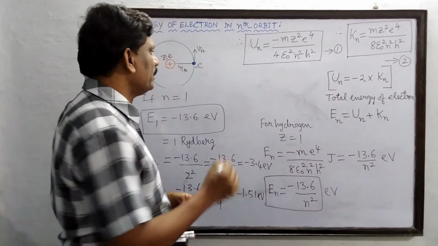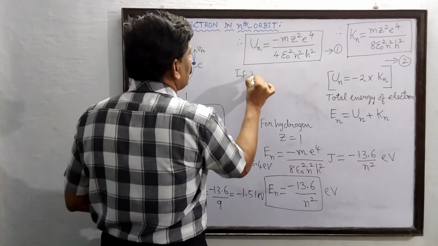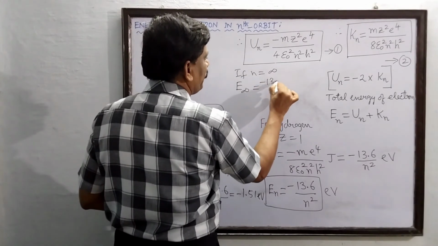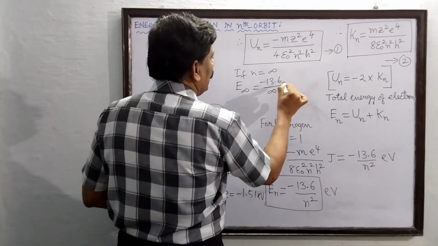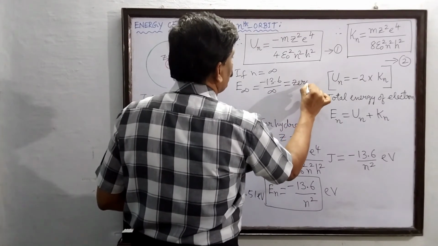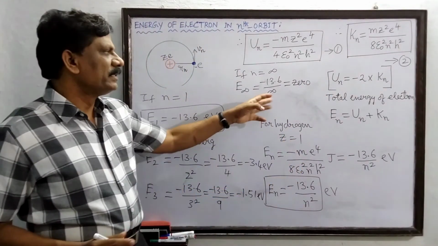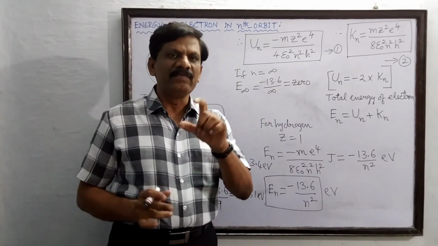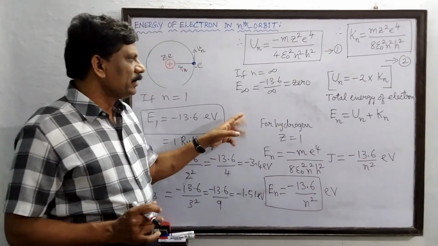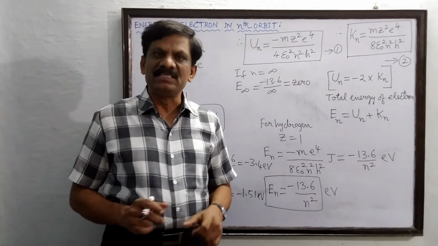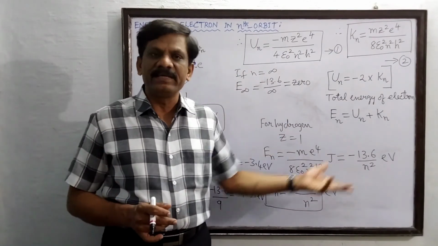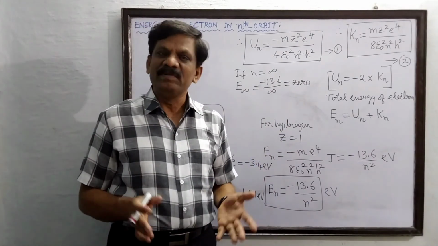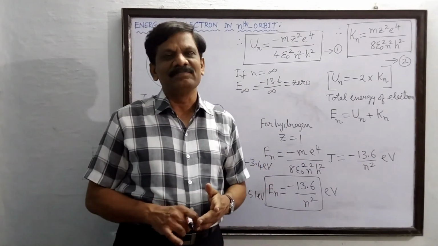Suppose n is equal to infinity. Then the energy of the electron is equal to minus 13.6 divided by infinity, and this is equal to 0. This is the maximum energy that an electron can have in the orbit. In all the orbits except infinity, the energy is negative. Compared to a negative value, 0 is a higher value. Therefore, it has the maximum energy when it is ionized, that means the electron is totally removed from the atom. Okay, students, fine.